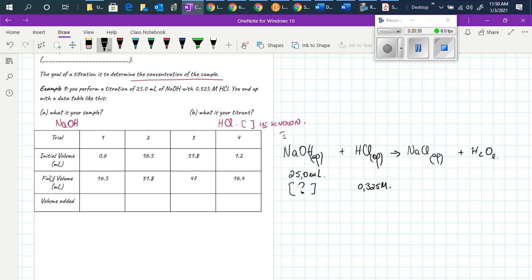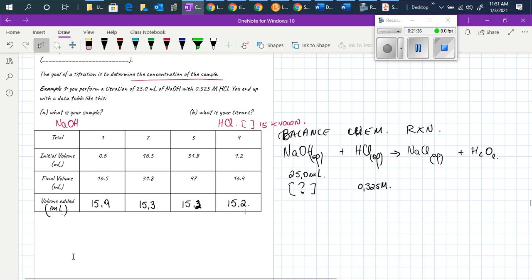Okay, so after we write this as the balanced chemical reaction, what we will do is we will figure out what the volume is. So the volume added in milliliters will be the difference between final volume and initial volume for each trial. So what we have here is 15.9 is the first one. 15.3 is the second one. So what I'm doing here is 31.8 minus 16.5. The third one is 15.3, sorry, 15.2, not 3.